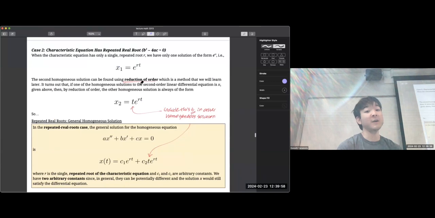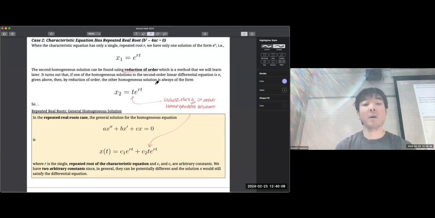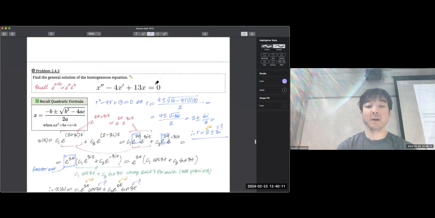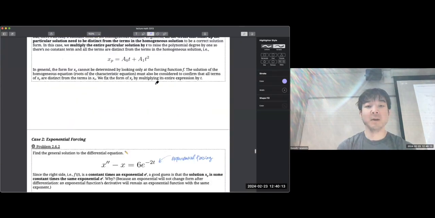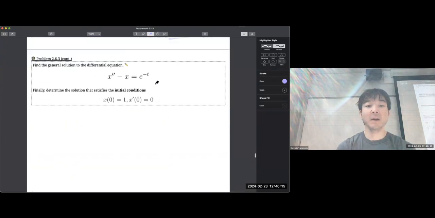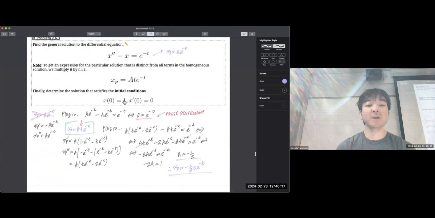But this one I'll justify using reduction of order. I can do that a little bit earlier, but it won't be until probably a week or two from now. So there are little things that are still going to be left hanging for the moment. But the punchline is that you would need to multiply by t to fix it. It's going to be consistent for every one of these kinds of cases, and we'll multiply by t.